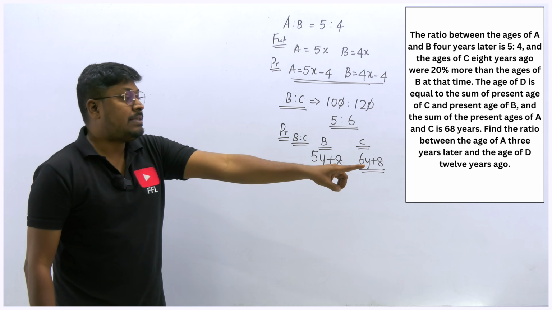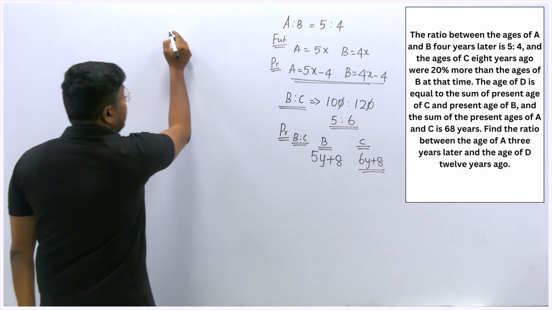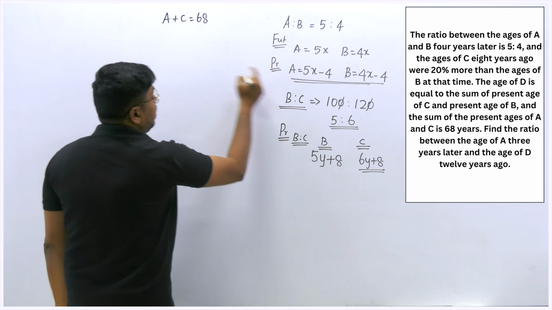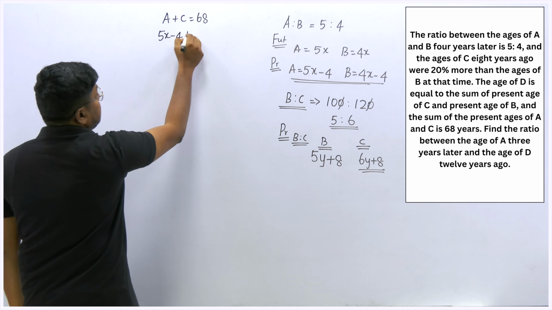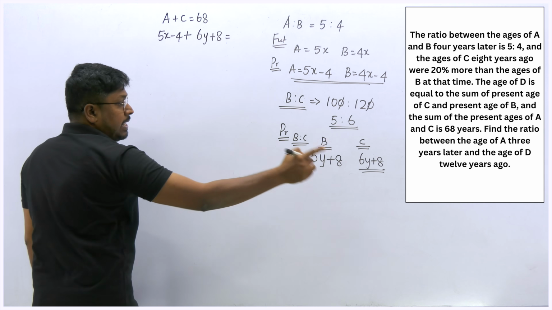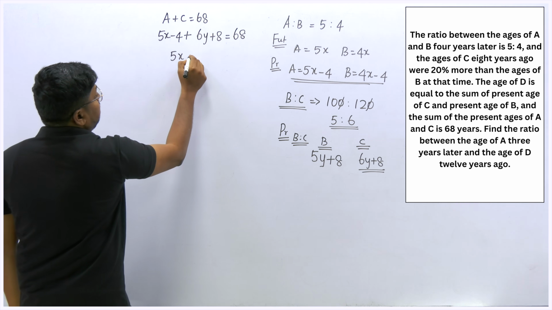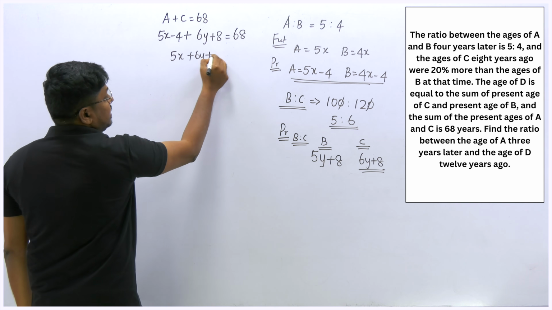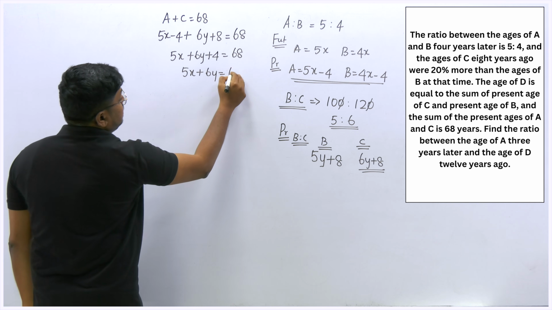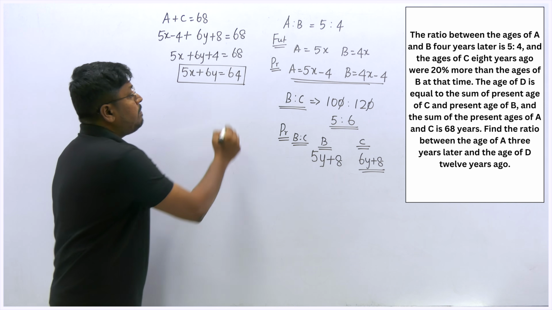What about the next point? The sum of the present age of A and C is 68 years. Okay, so the sum of A and C, A and C is 68 years, right? What about A here? According to the question, 5x minus 4 is A. What about C? 6y plus 8. Is equal to what they have given us, 68 years. So 5x plus 6y, this will be plus 4 is equal to 68. So 5x plus 6y is equal to 64. So this acts as the first equation. Right. So this will be the first equation.